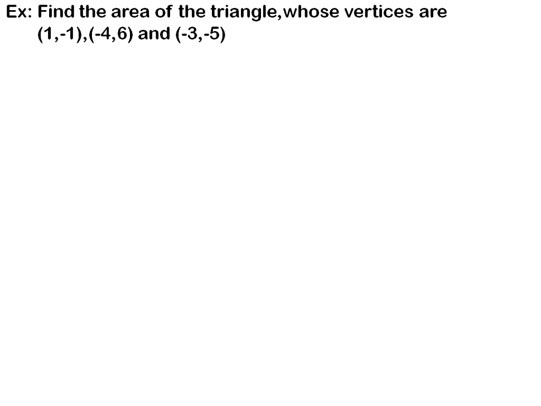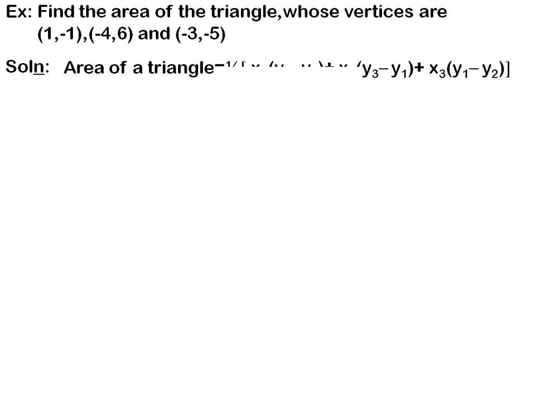Now, an example: find the area of a triangle whose vertices are (1, minus 1), (minus 4, 6) and (minus 3, minus 5). Solution: we know that the area of a triangle is equal to half into [x1 into (y2 minus y3) plus x2 into (y3 minus y1) plus x3 into (y1 minus y2)]. So what is given here? x1, y1 is given, that is the first point, 1, minus 1.